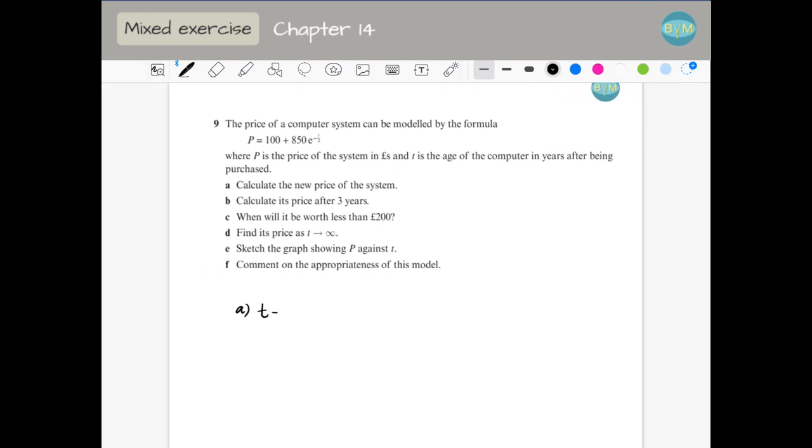So when the system is new, T is 0, we are going to substitute T by 0 in the model. So 100 plus 850 e to the power of 0. E to the power of 0 is 1, so this is 950 pounds. Yeah, that's the price when it's new.